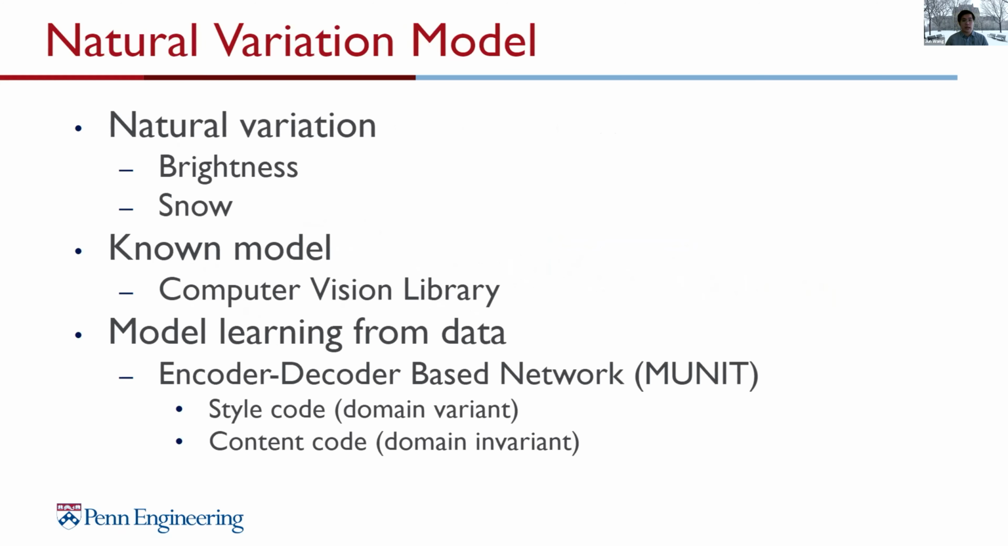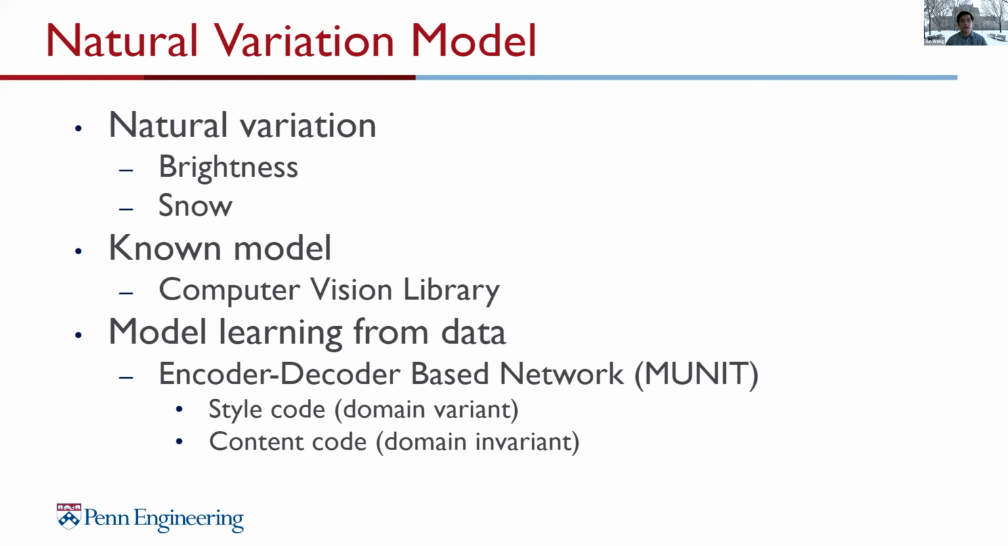So in this thesis, we have two different kinds of natural variation effect. The first one is brightness, the second one is snow condition. And we have two different kinds of natural variation model. The first one is what we call a known model, and this case is provided by the computer vision library OpenCV. In this case, we have explicit control over different levels of natural variation, meaning that we can change a parameter to change different levels of natural variation within a function of the computer vision library.